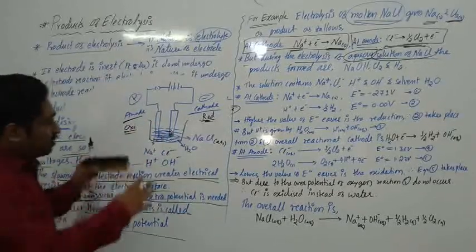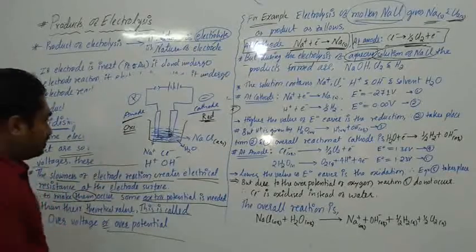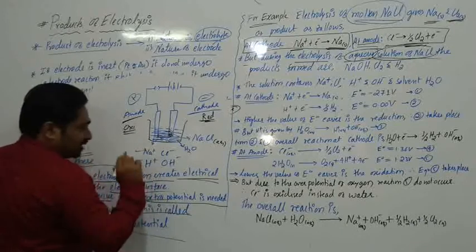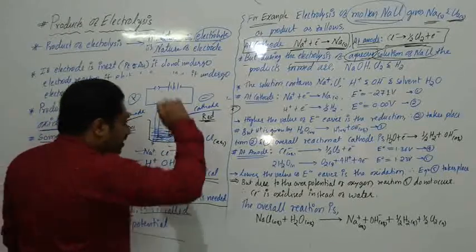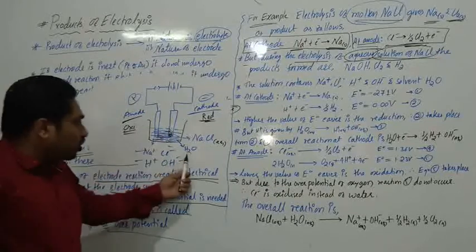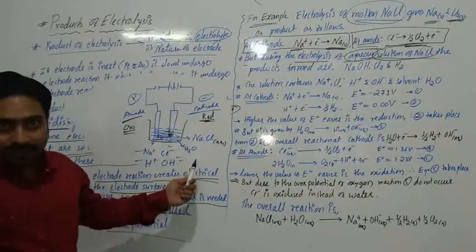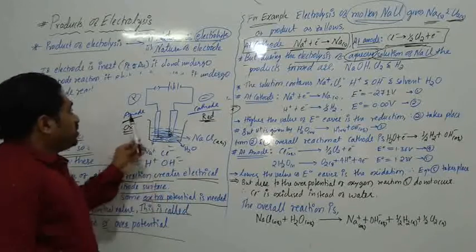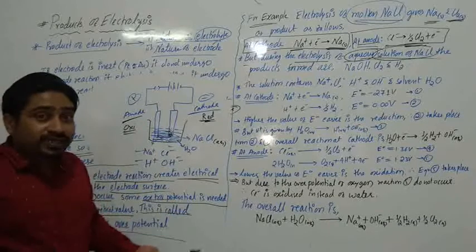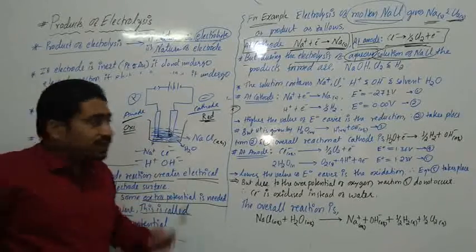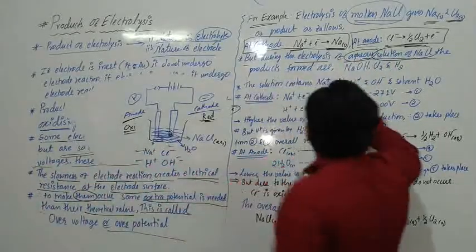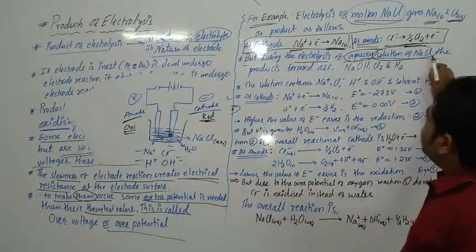See here, the real picture starts now. This solution contains Na plus ion, H plus ion, Cl minus ion, OH minus ion. So these 4 ions are there in the solution along with the solvent molecule. Now I want to electrolyze this solution. What will happen? What am I going to get? What are the products that may be formed at the cathode and anode? Let us see.